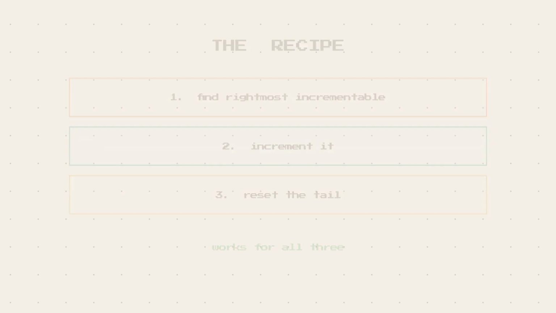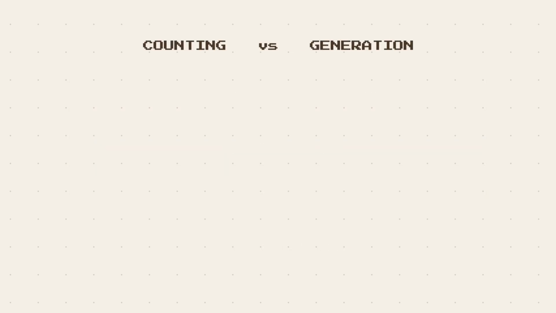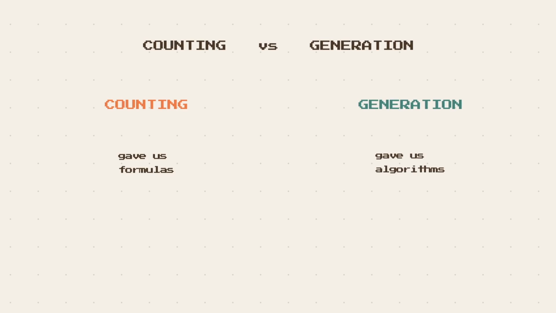Okay. More broadly speaking, this whole chapter was about generation, right? As opposed to counting. So counting gave us formulas and generation gave us the actual algorithms, right? I hope you understand the difference between both of them.